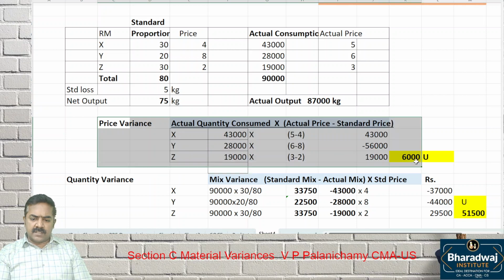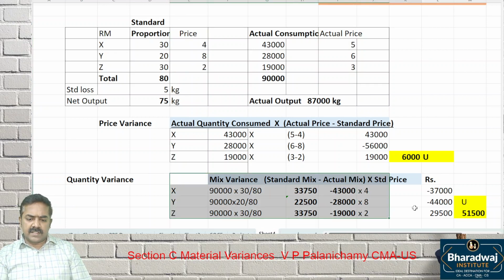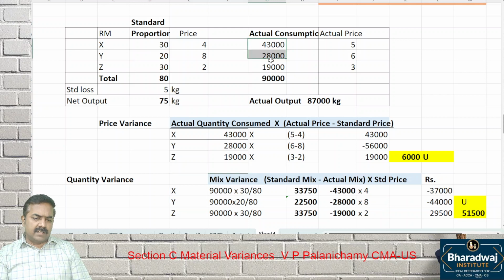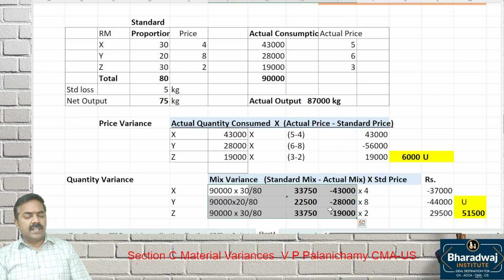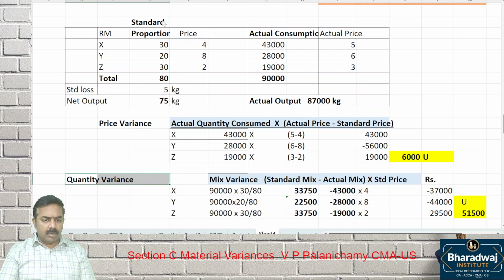Price variance arises because of the difference between actual price paid minus what? Standard price. Mix variance arises because of the difference between actual proportion and standard proportion. The standard proportion is 3:2:2, but the actual proportion is not in the same way. So you are mixing the materials in a different proportion. Because of that, which variance comes? Mix variance comes. And quantity variance comes because of both mix variance as well as yield variance.